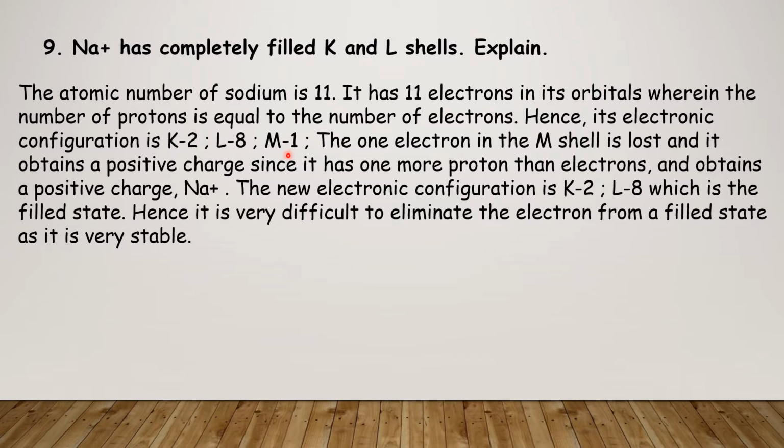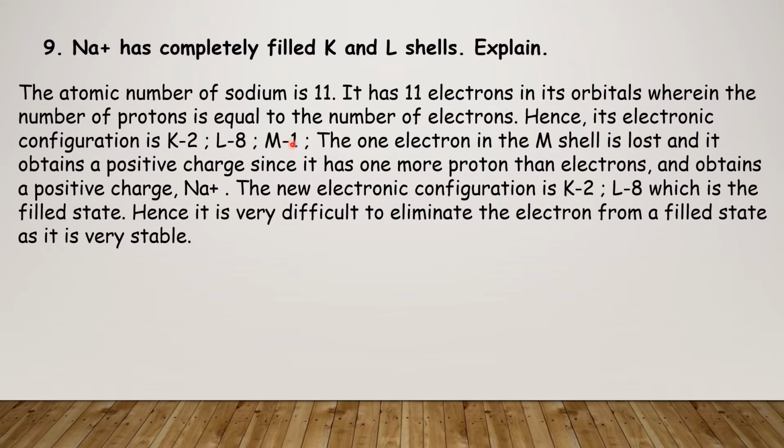So what is the number of electrons now? K2 and L8, 10 electrons, or 10 negative charges. And what about the positive charges in the nucleus? That is 11. So 1 is more than the number of electrons. So which charge is more now? Positive charge, because protons are 11 and electrons are 10. So one positive charge is in excess. That is why Na plus.